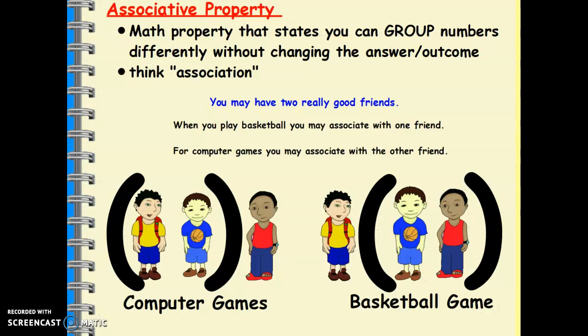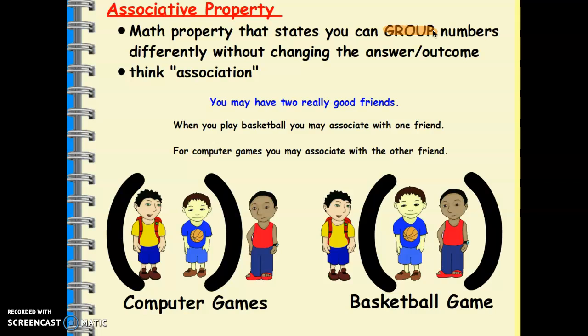All right, so let's dive into the first one, associative property. This is a math property that states you can group numbers differently without changing your answer or outcome. So the big factor that you want to look at is that associative has to deal with grouping. Think association or think associate. I think that's just an easy way to put it together.